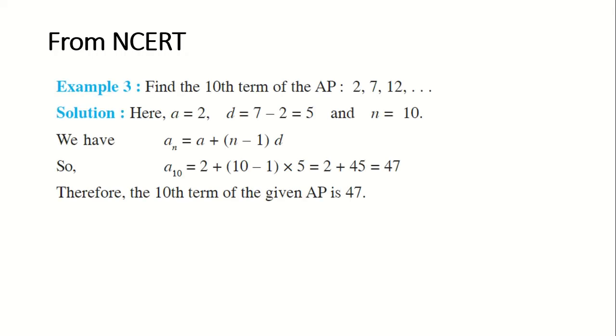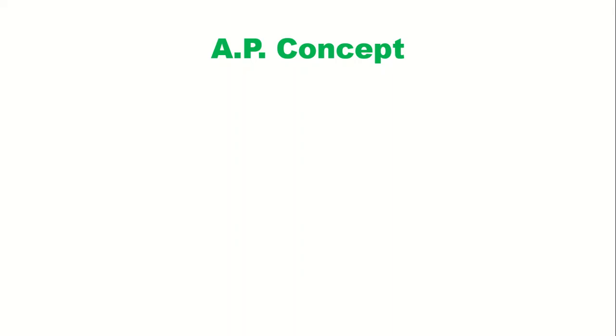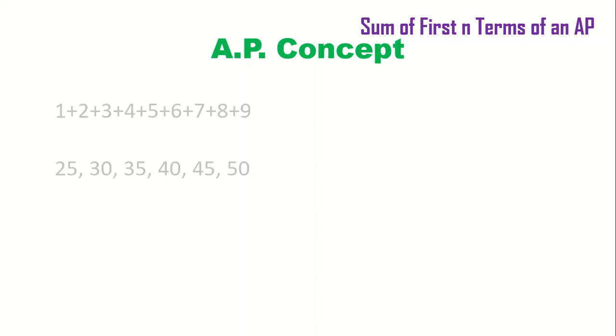Let us move on to the examples given, the explanation for the examples given in NCERT. So this is example number 3 which we have seen now, and example number 4 which I have seen there. So we don't have to think, or we don't have to memorize a lot of formulas here. We can go somewhat practical in the way which we have said here. Okay, then let us move on to the sum of the first n terms of an AP.